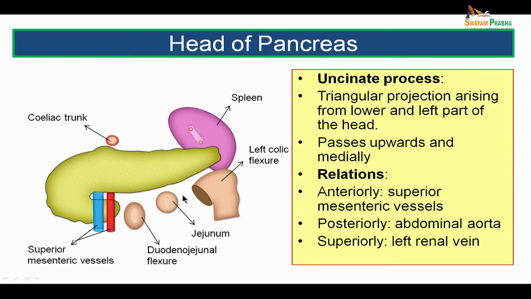The uncinate process. It is a triangular projection arising from the lower and left part of the head of pancreas. It passes upwards and medially. Relations of the uncinate process. Anteriorly, it is related to the superior mesenteric vessels, while posteriorly, it is related to the abdominal aorta. It is related superiorly to the left renal vein.